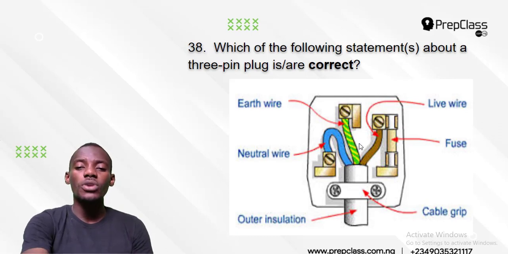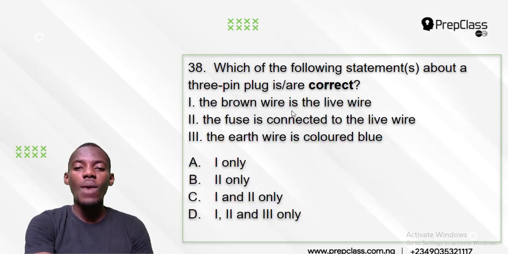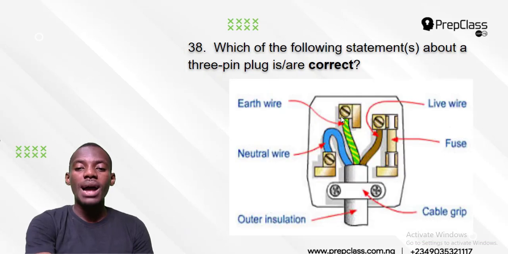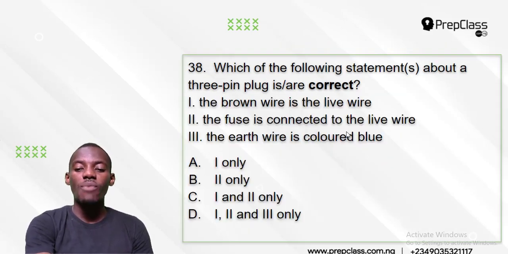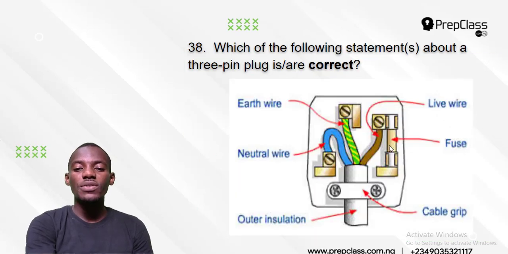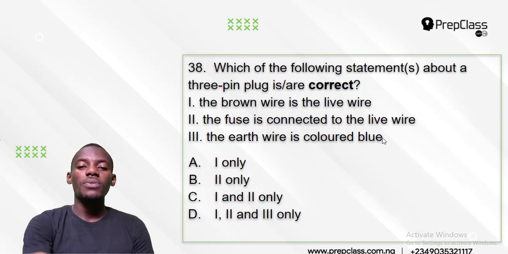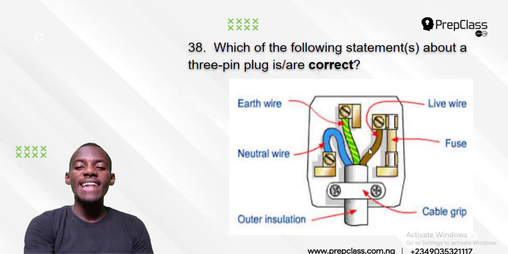Now let's look at the options. The first one says that the brown wire is live, and that's true. The brown wire is live. Then number 2 says the fuse is connected to the live wire. That's true. This is the fuse here. It's connected close to the live wire, and that's true. Option 3 says the earth is blue. The earth is not the blue one.